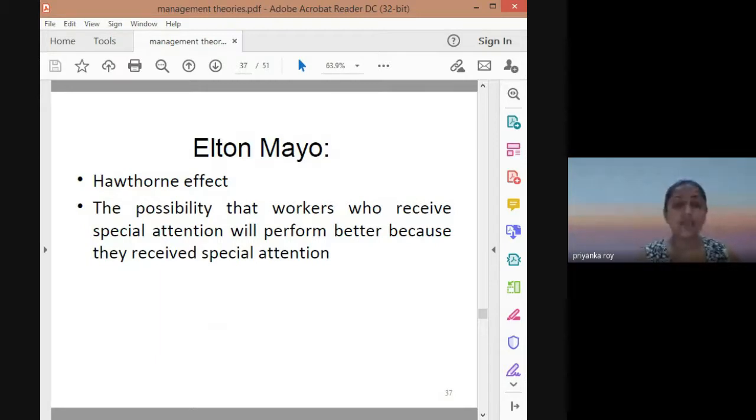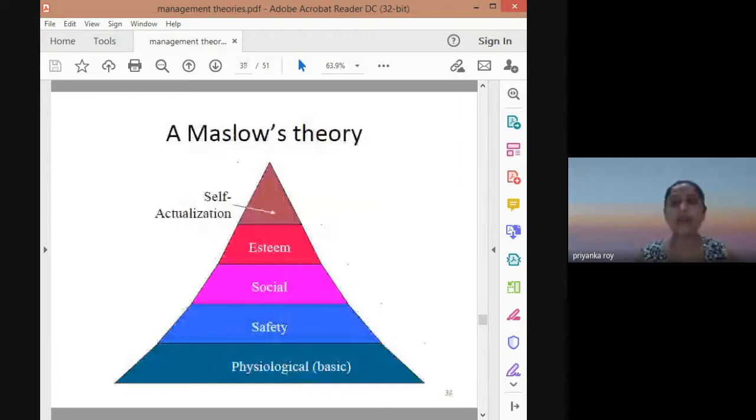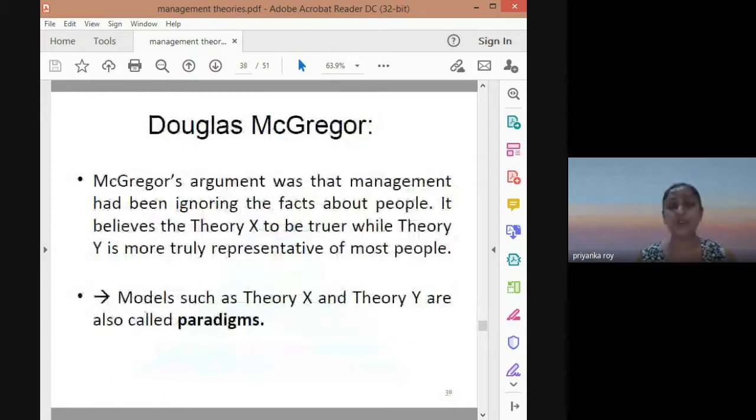So in system management, we can say here that Maslow's theory can also come in. Maslow's theory says that psychological satisfaction, safety, social esteem, and self esteem, and self actualization are the growth of motivation. Then Douglas McGregor argued that management has been ignoring the fact about people, that they believe theory X to be truer, while theory Y is more truly representative of most people.